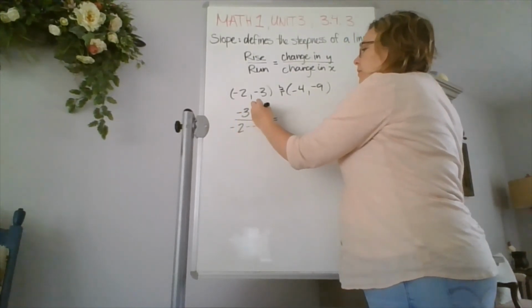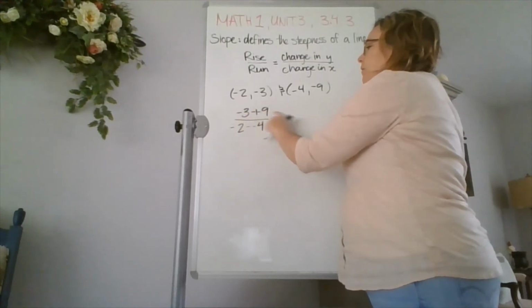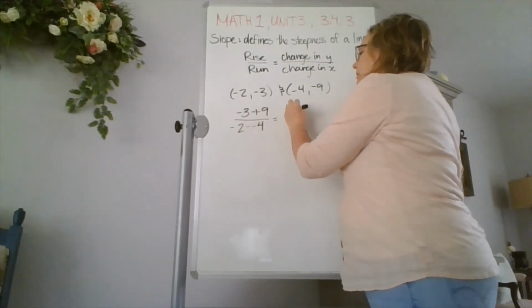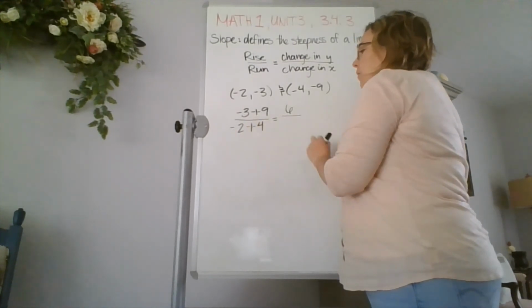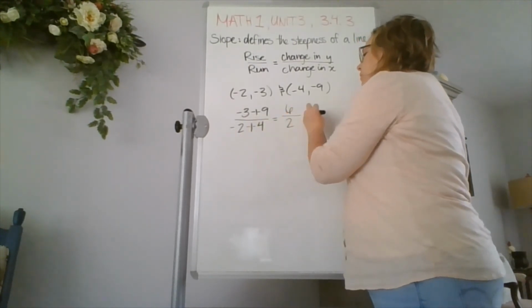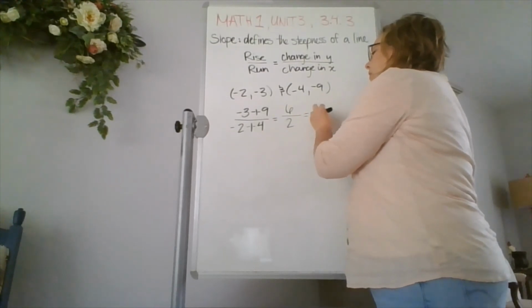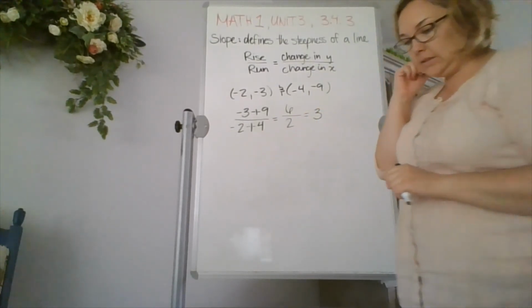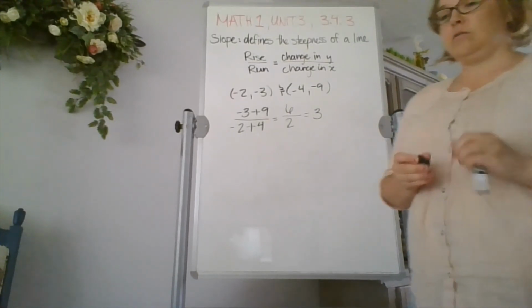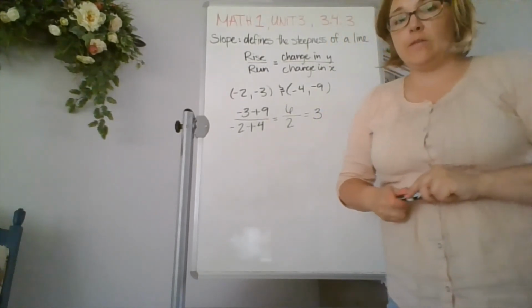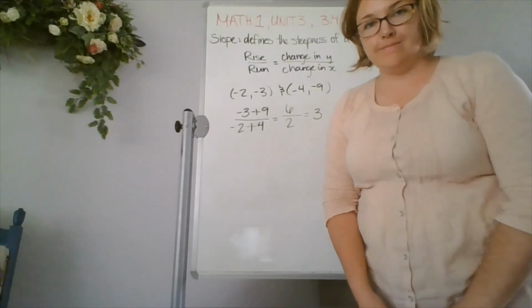-3 subtract -9 becomes an addition. -3 plus 9 is 6. -2 plus 4 is 2. 6 divided by 2 is 3. Okay, this is slope. And this is everything that you need to know to find slope. If you have any further questions, let me know. Good luck.